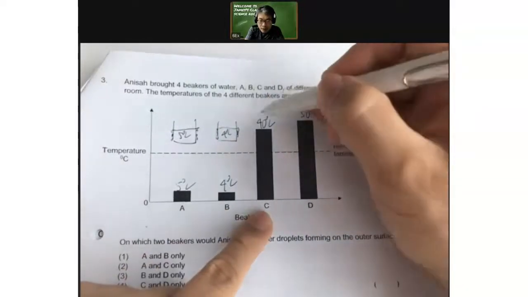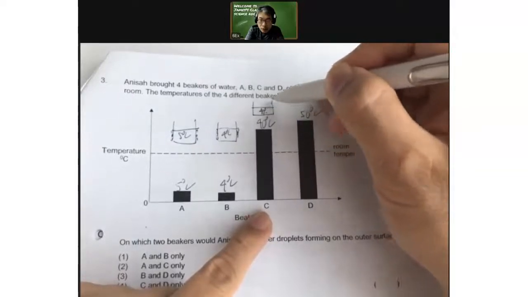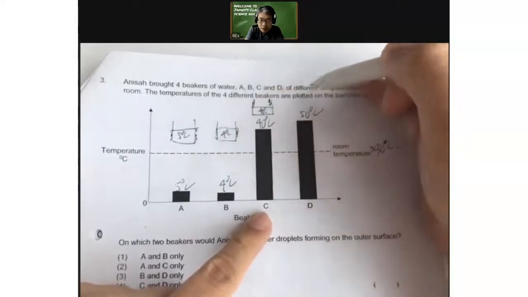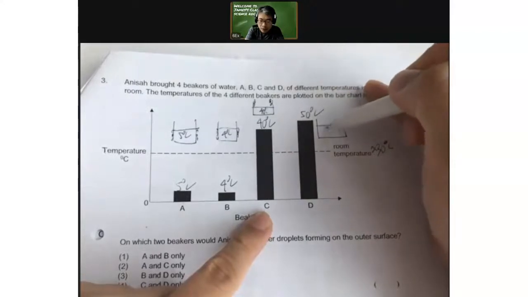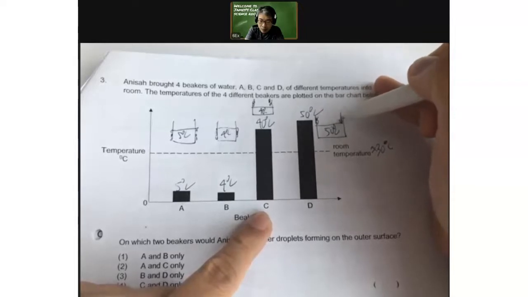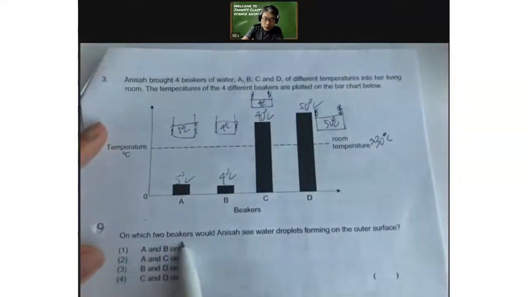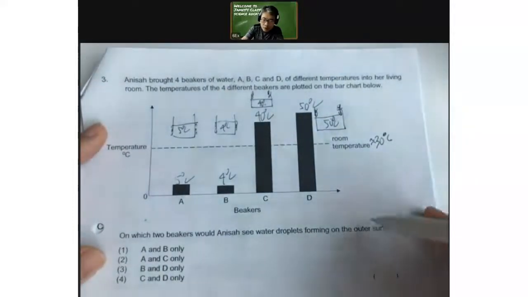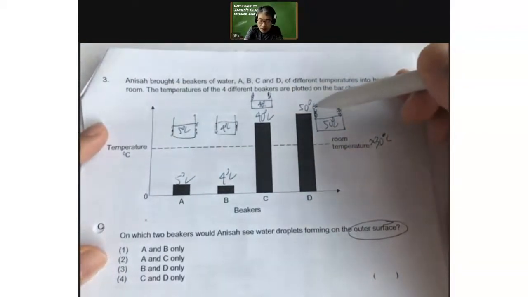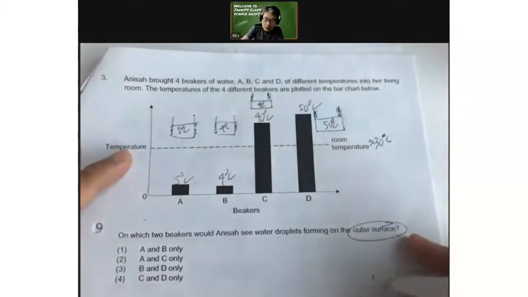Now for substance C, if this water is at 40 degrees Celsius, then the cooler surface will be above here, on the inside of the beaker. Same thing for this. If this is at 50 degrees Celsius, water droplets will be forming up here. The cooler surface will be the inner surface here of the beaker. So on which 2 beakers would Anissa see water droplets forming on the outer surface? Definitely not these 2, because these are forming on the inner surfaces. It will be these 2 on the outer surfaces. Answer is A and B.